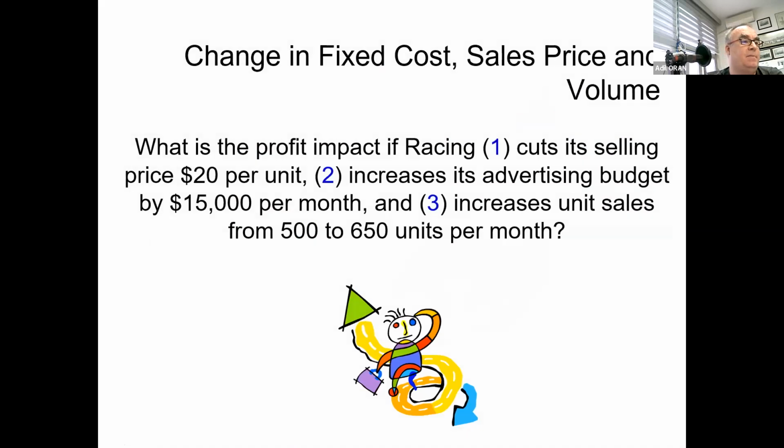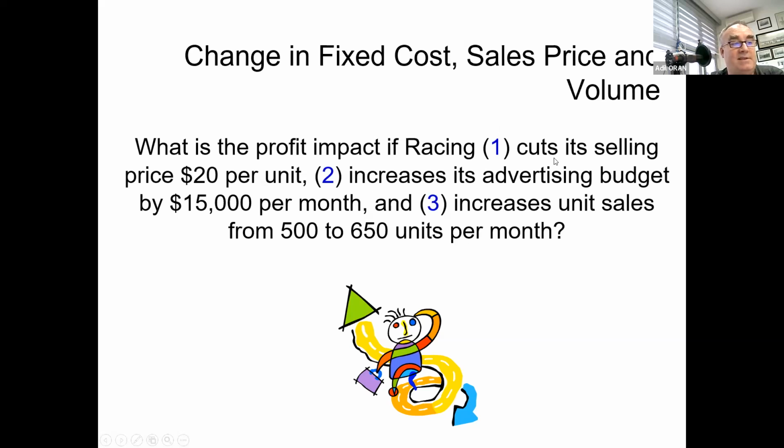So what happens to profit if Racing cuts its selling price by $20 per unit? Okay, so the selling price is going to go from 500 down to 480, increases advertising budget by 15,000 per month. So fixed costs are going to go from 80,000 up to 95,000. And 3, increases unit sales from 600 to 650 per month.